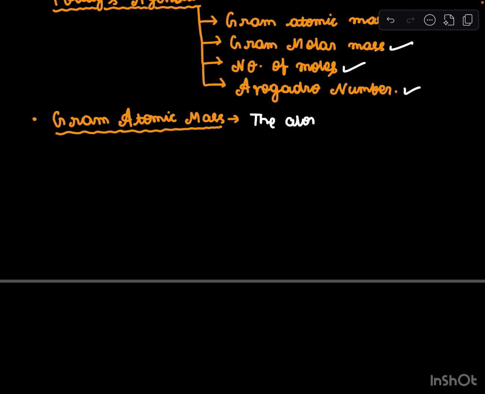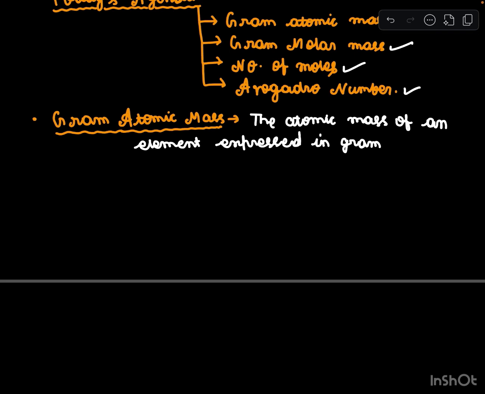The atomic mass of an element, expressed in gram, it is known as gram atomic mass.